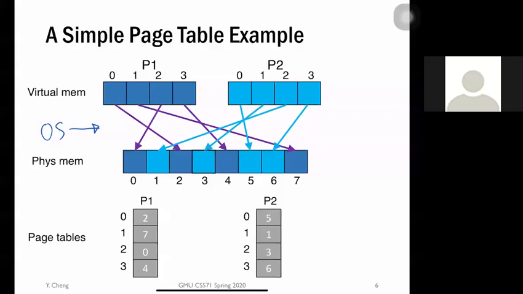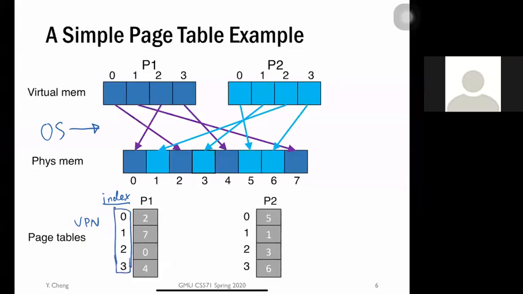So at the bottom of this slide, it shows the page table data structures, which are used to record the mapping from the virtual page numbers to the physical frame numbers. If you take a look at P1's page table, first of all, the index of this linear array is essentially what? It's essentially the virtual page number for process number 1, okay?